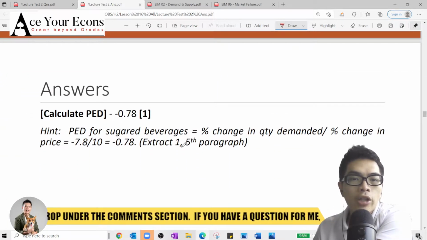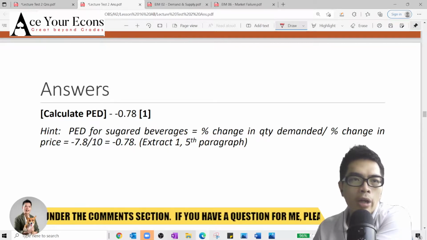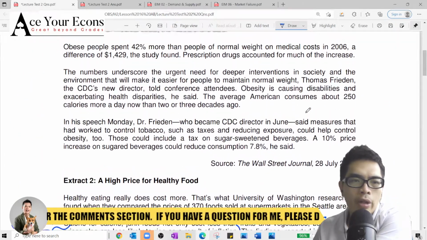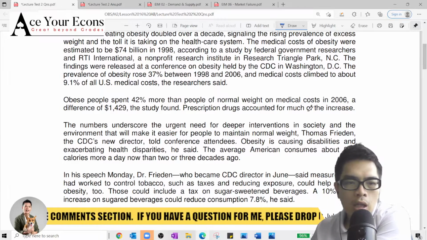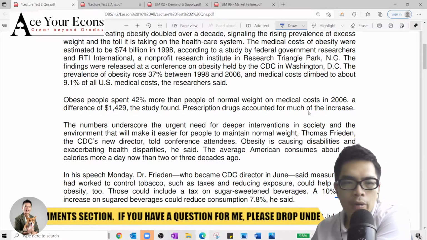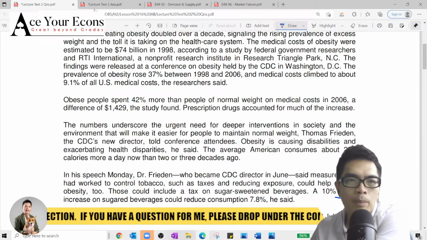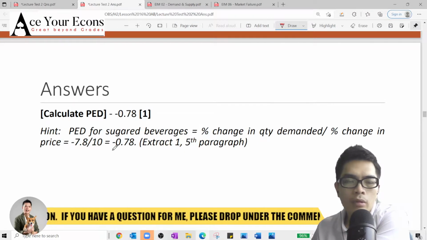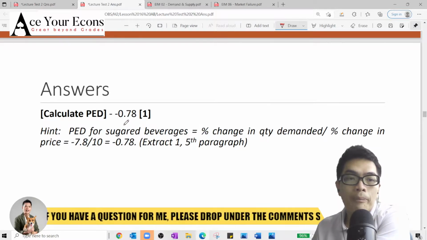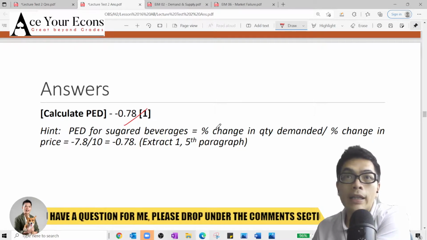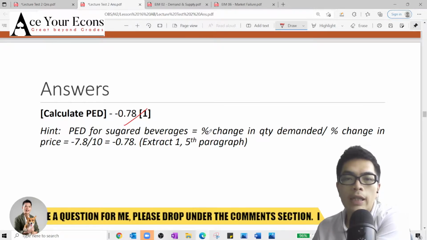So the calculation is fairly straightforward. You can look at extract 1 paragraph 5. It states this: a 10% increase in price of your sugared beverage will result in a fall in consumption by 0.78. So this is negative 0.78.